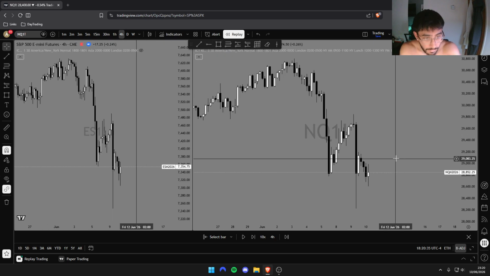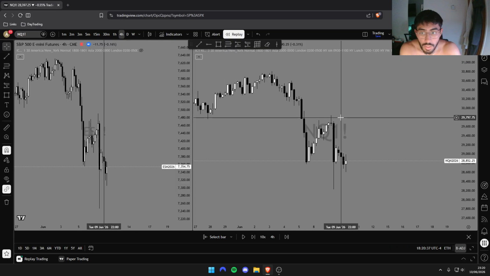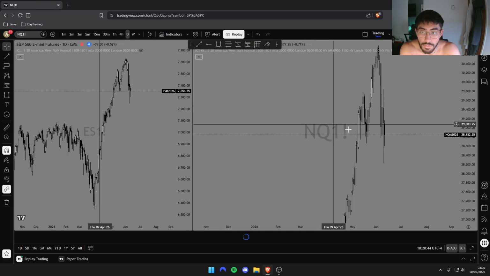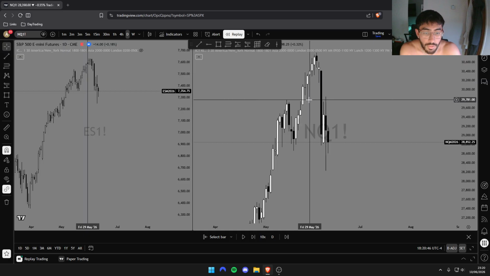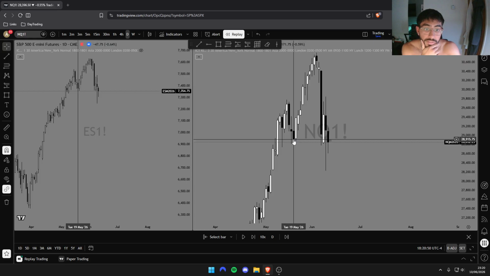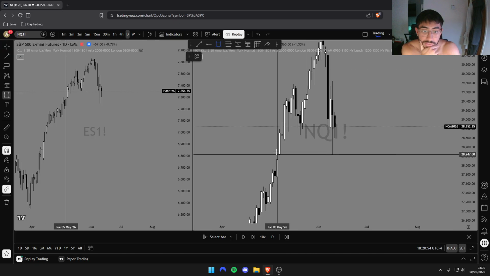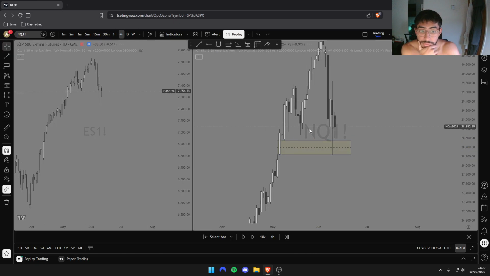Into the day. On the higher time frame we were bearish because we tapped this daily fair value gap, and we are not respecting this rejection block. We've also got fair value gaps down here to tap into, which we did.